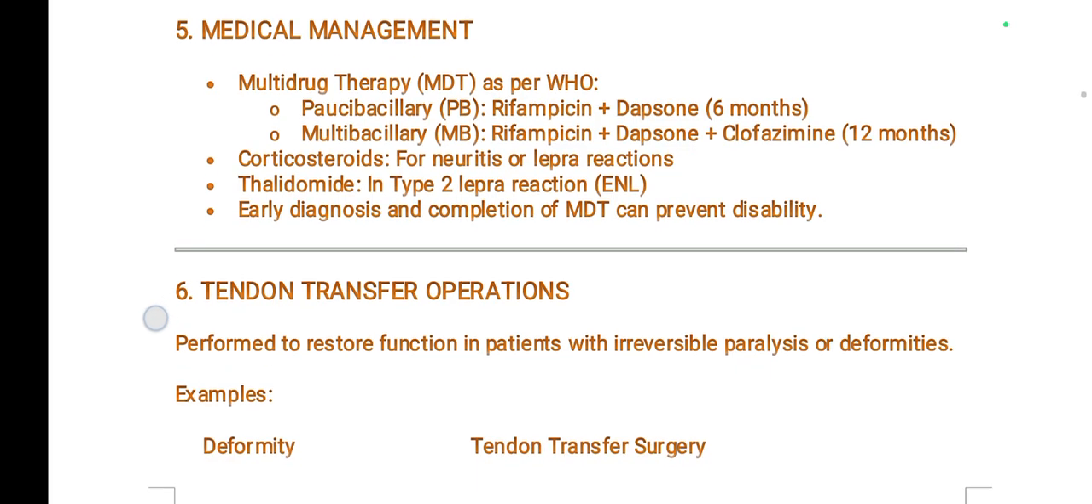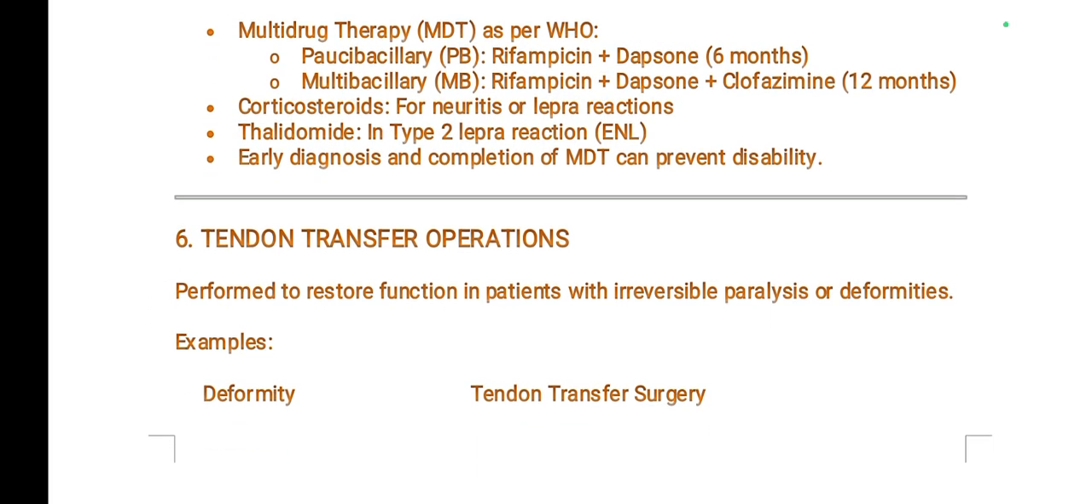Medical management: multi-drug therapy, MDT, as per WHO. Paucibacillary, PB: rifampicin and dapsone for 6 months. If it's multibacillary: rifampicin plus dapsone plus clofazimine for 12 months. Corticosteroids for neuritis or leprosy reactions. Thalidomide in type 2 leprosy reaction, ENL. Early diagnosis and completion of MDT can prevent disability.